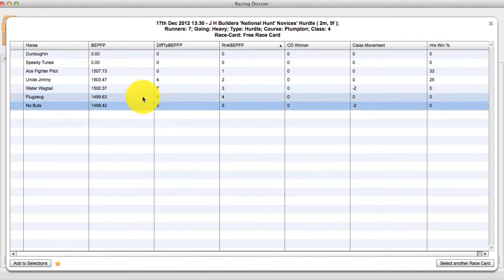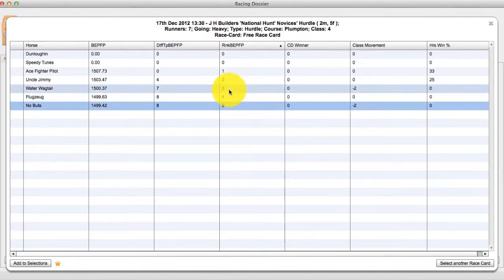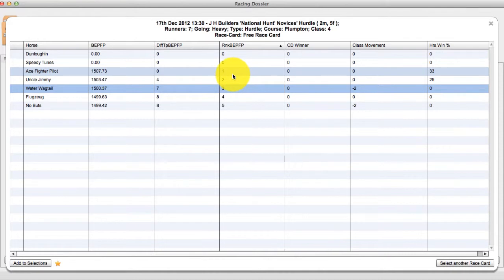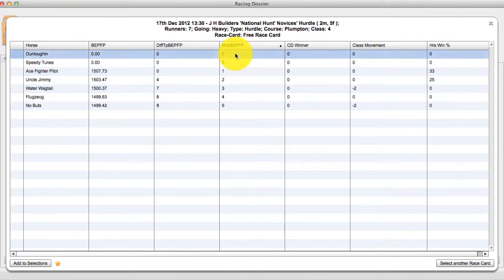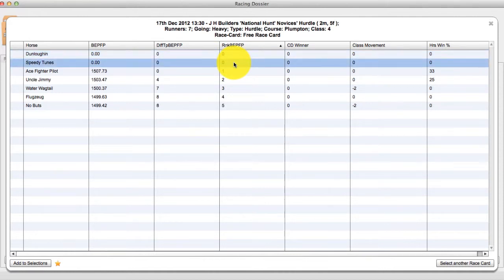The 4th and the 5th are pretty close to the same scores, and we're going to be focusing on the top 3, and we would expect the top 3 to be in the market unless one of these 2 runners, Dunlowen or Speedy Tunes, who we haven't got any information for, is expected to put in a good race. Okay, so let's go and take a look and see how we may want to bet this.